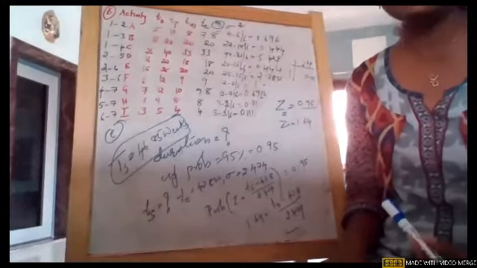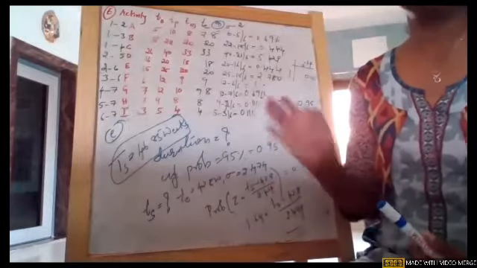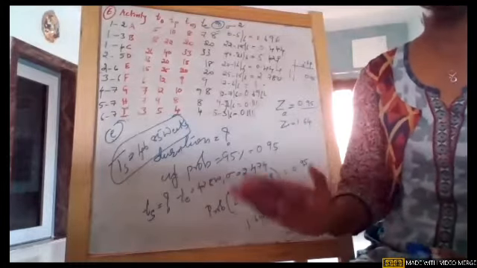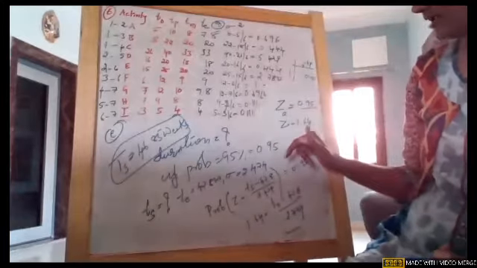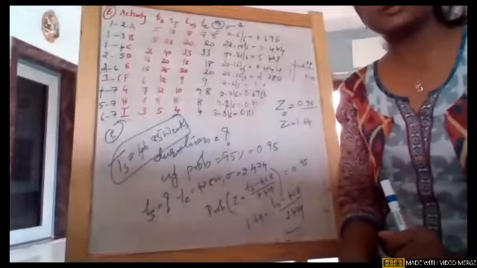Generally, what we do, we calculate Z and then take the area from the table. Now the area is given to us. Using the area, we need to find out the Z value. Using the Z value, we need to find out the duration. So that is the fifth question.